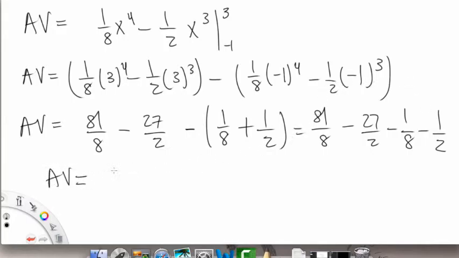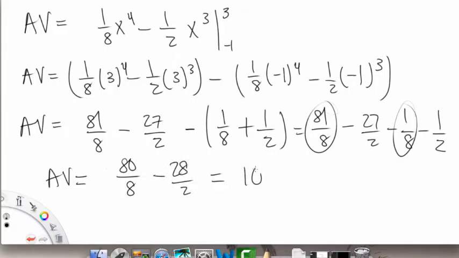If we continue on, we get average value is equal to, if we combine these, 81 over 8 minus 1 over 8 gives you 80 over 8, which is nice, and then we have minus 28 over 2. This simplifies to 10 minus 14, which is equal to −4. So our average value for our given f(x) on the interval −1 to 3 is −4.